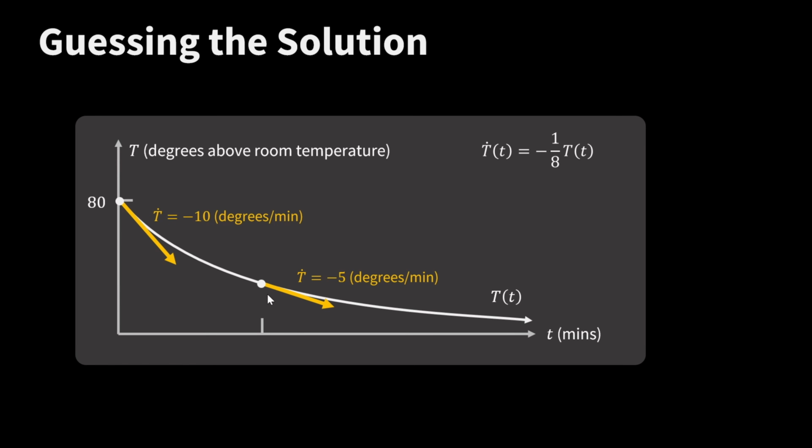When the coffee's temperature hits 40 degrees above room temperature, then T dot is minus 5 degrees per minute. So as you can see, the slope gets smaller and smaller. In theory, the temperature never reaches 0. What you see here is exponential decrease.